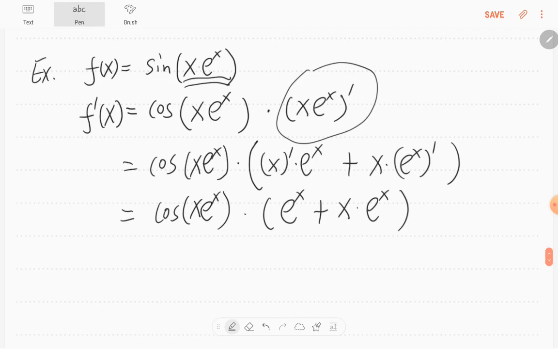So after this lecture, you need to find some practice problems to practice this rule. You should be very familiar with this rule. Otherwise, you cannot continue with calculus 1.